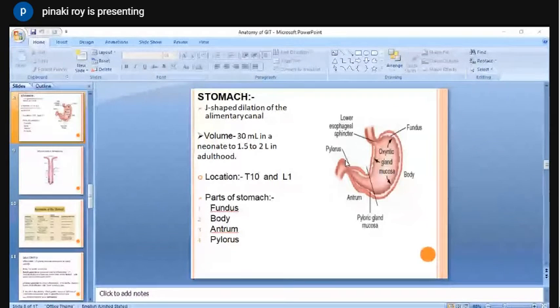And another thing is the G cell that releases gastrin hormone, and gastrin ultimately stimulates the parietal cells to secrete more and more acid. And another is the D cell, which secretes somatostatin. Somatostatin is the inhibitory hormone that will control acid secretion. It will prevent acid secretion.